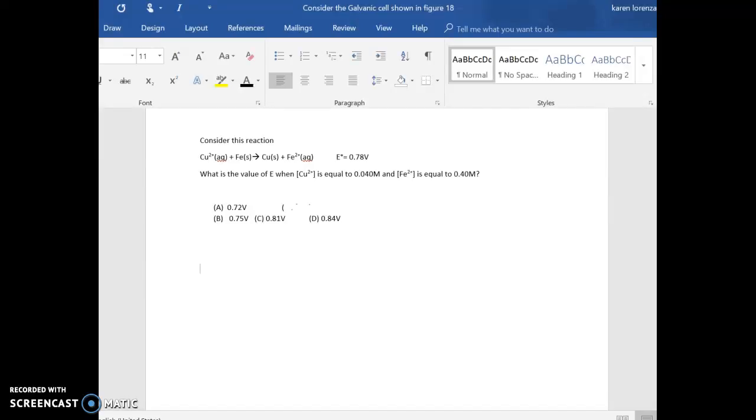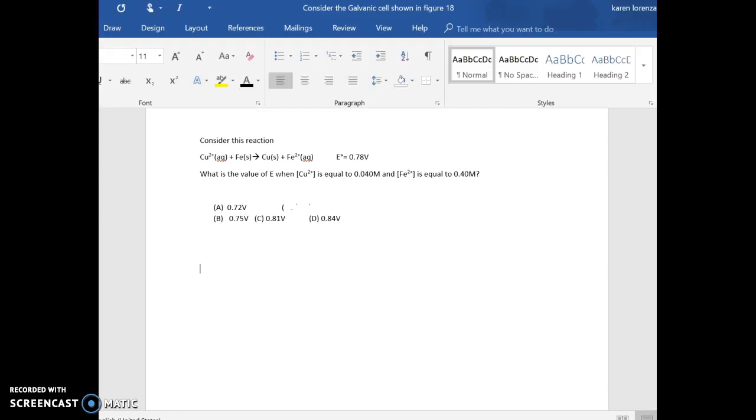Alright, this is problem number 4 for the 5 problems of extra credit, and it's a problem from a past ACS exam, and it reads as follows. Consider this reaction, and it gives us copper ion plus iron solid yields copper solid plus iron ion. And then it gives us that its standard EMF is 0.78 volts.